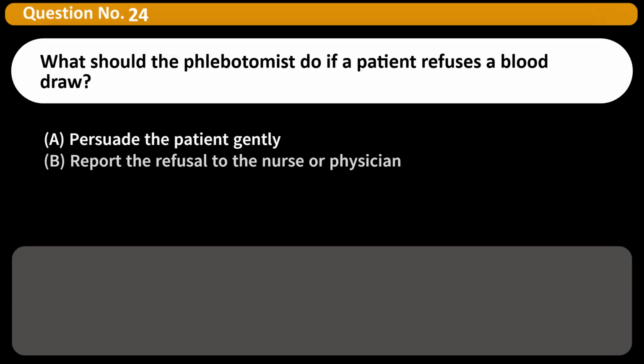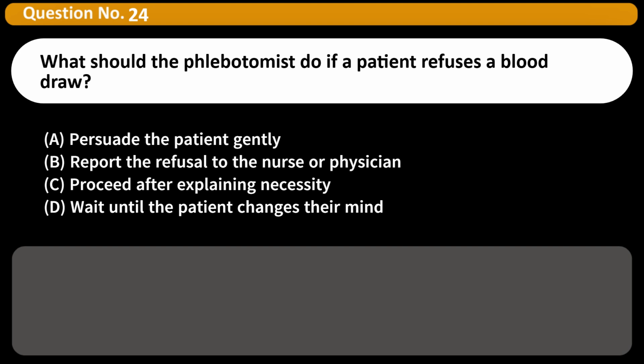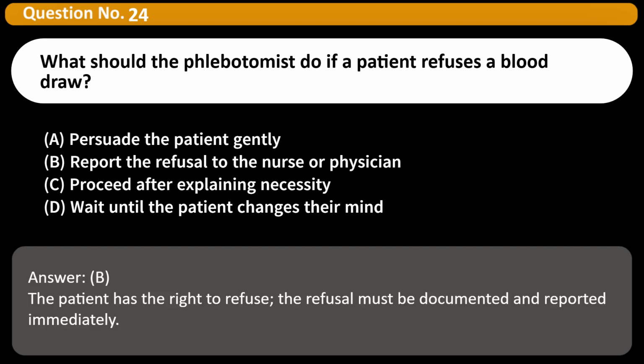What should the phlebotomist do if a patient refuses a blood draw? A. Persuade the patient gently. B. Report the refusal to the nurse or physician. C. Proceed after explaining necessity. D. Wait until the patient changes their mind. Answer B. The patient has the right to refuse. The refusal must be documented and reported immediately.